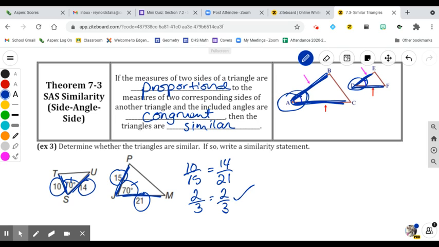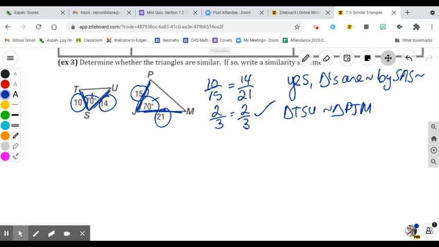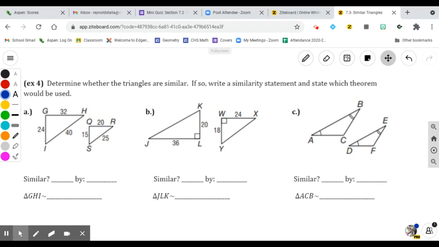So I have two pairs of proportional sides and a pair of congruent included angles. So I'm going to say that yes, the triangles are similar by side, angle, side this time. And so for a similarity statement, we can do triangle TSU is similar to triangle PJM. So that's side, angle, side. So we have angle, angle, side, angle, side, and side, side, side.